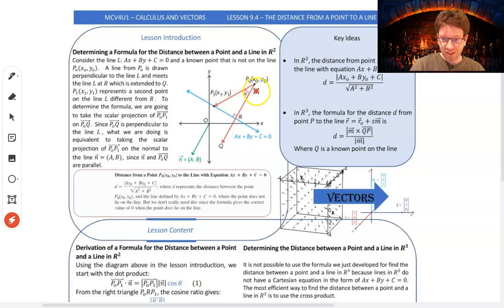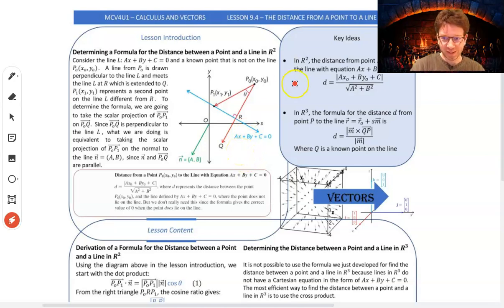It's also important to note that because this line, which is the closest distance to the line, is perpendicular to the line, it's parallel to the normal of that line. And we can easily grab the normal just from your coefficients here, Ax, By, so your normal is A and B.